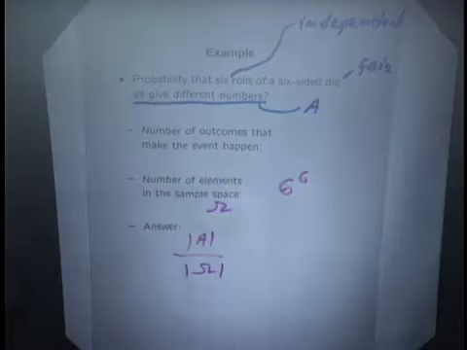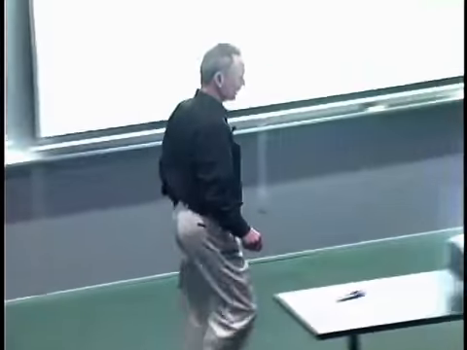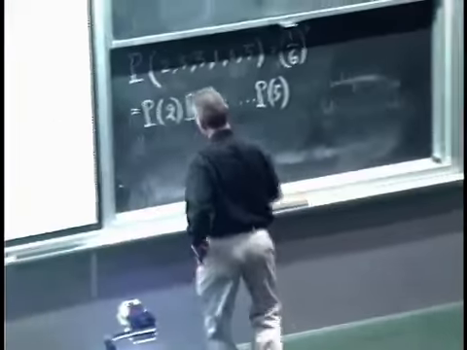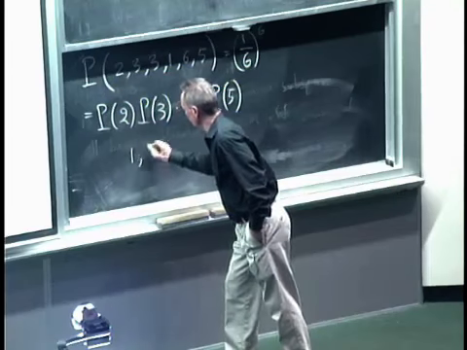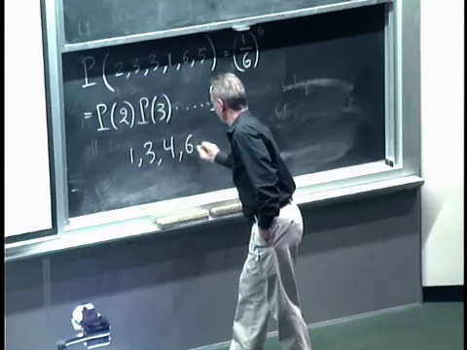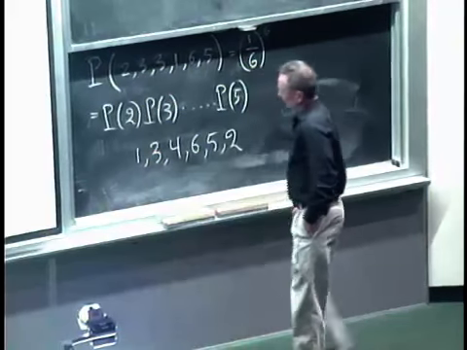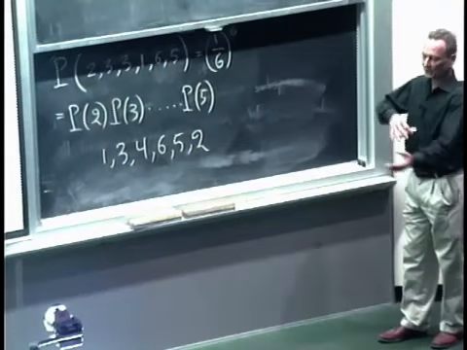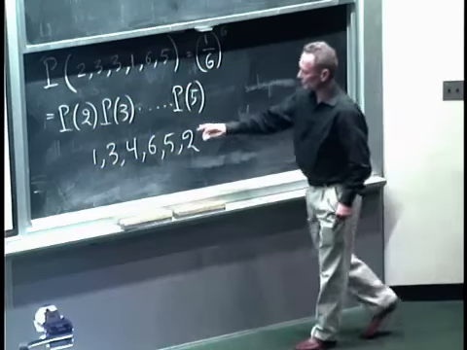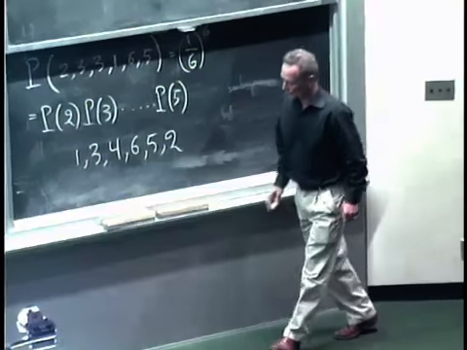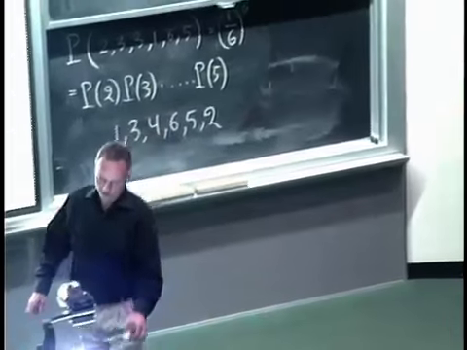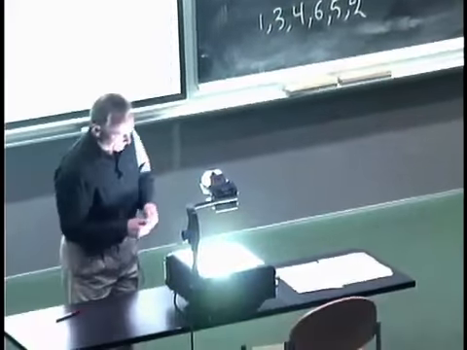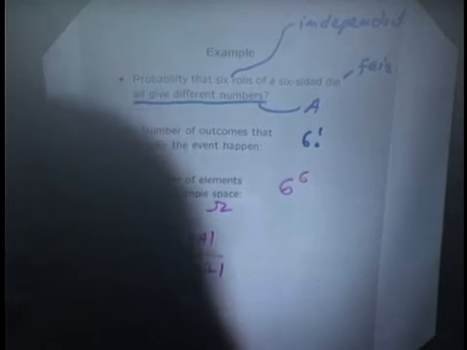So one possible outcome that makes our event happen would be this. Here we have 6 possible numbers, but any other list of this kind in which none of the numbers is repeated would also do. So the number of outcomes that make the event happen is the number of permutations of 6 elements, so it's 6 factorial. And so the final answer is going to be 6 factorial divided by 6 to the 6th.